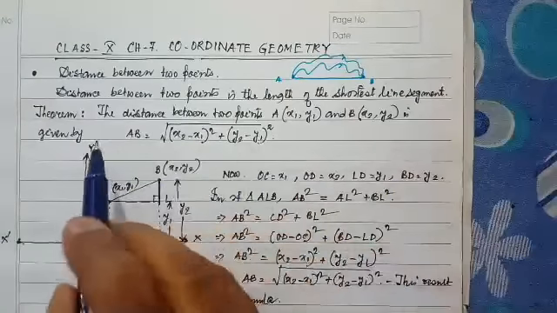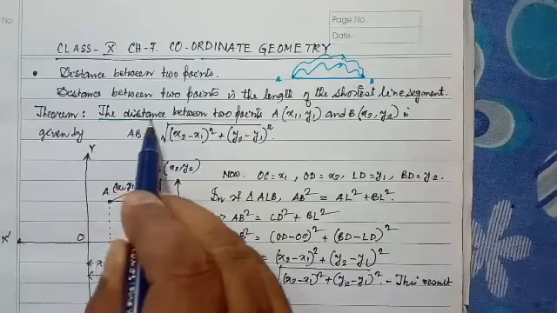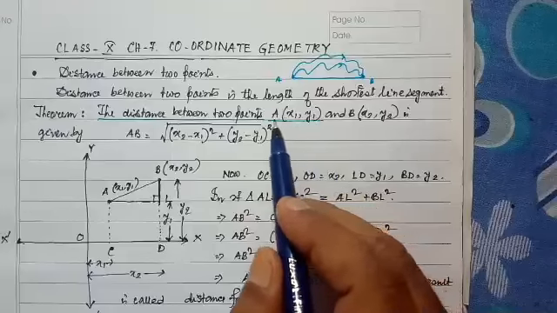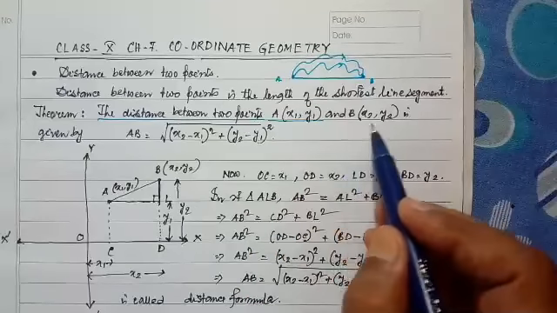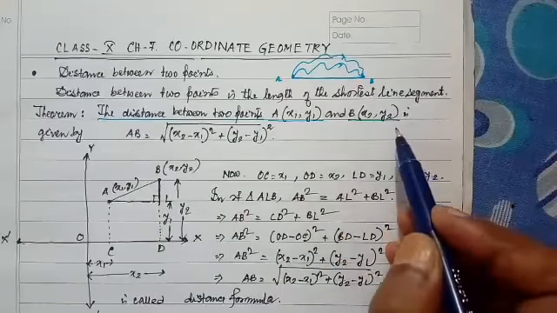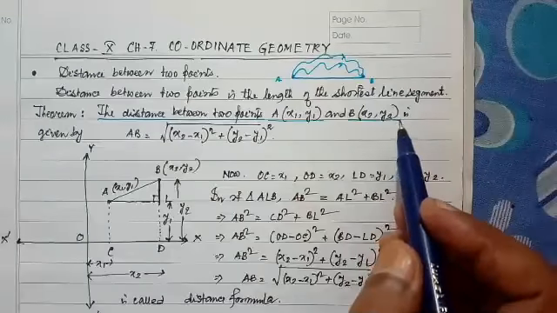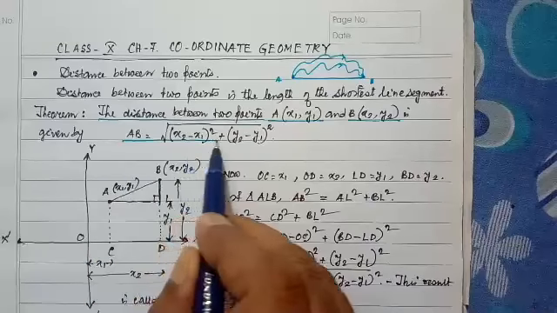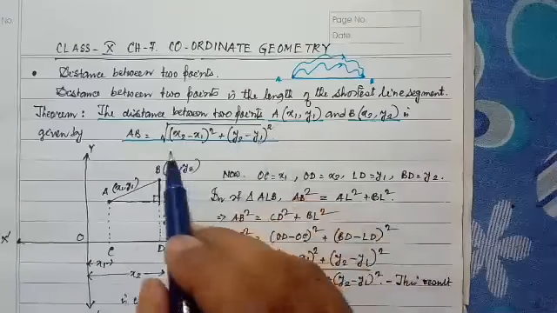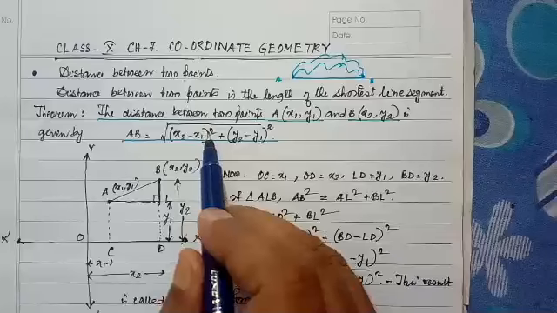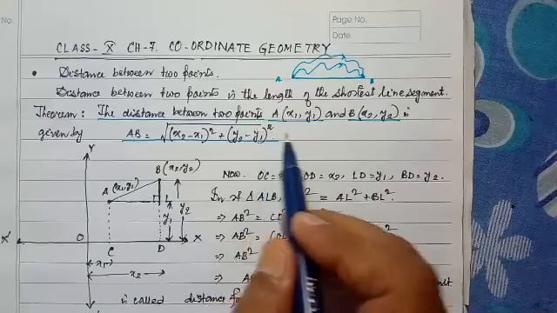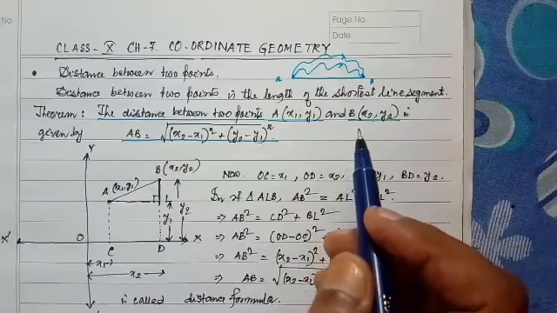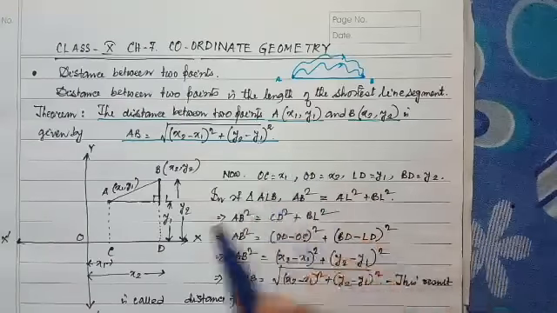Now there is a theorem. The distance between 2 points, say the 2 points having coordinates A (x1, y1) and B (x2, y2), then the distance between the 2 points AB is given by AB is equal to under root (x2 minus x1) whole square plus (y2 minus y1) whole square. Now we are going to prove this one.